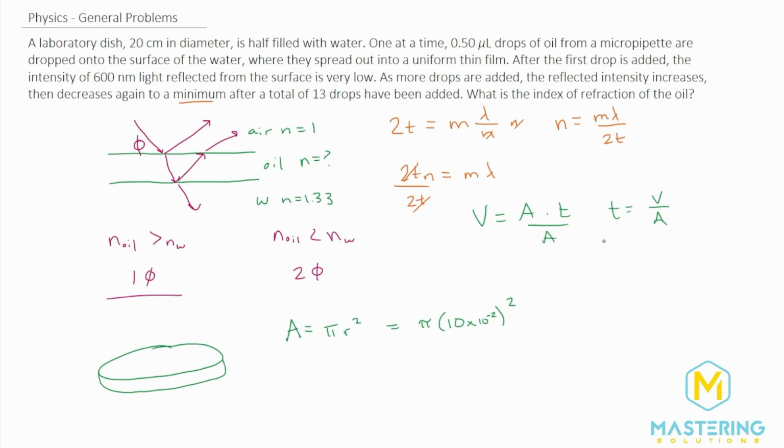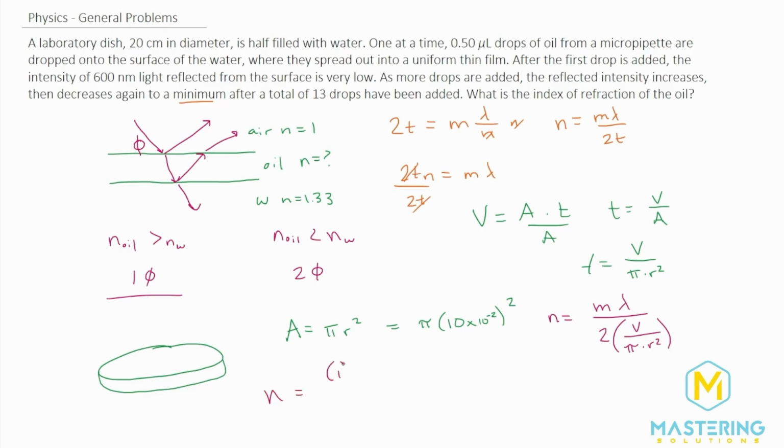Let's go one more with this. So thickness is equal to the volume divided by the area, which we said is pi times the radius squared. Now we can plug this into our equation right here. So our final equation for n is going to be m, which we said is 1, times lambda, which is going to be 600 nanometers, divided by 2 times the thickness, which we said is the volume divided by pi times the radius squared. So this is our final equation.